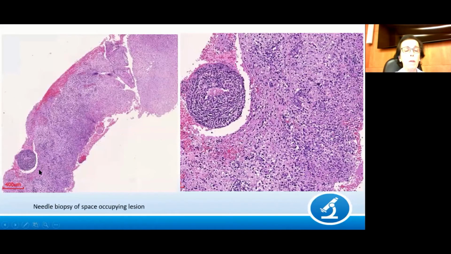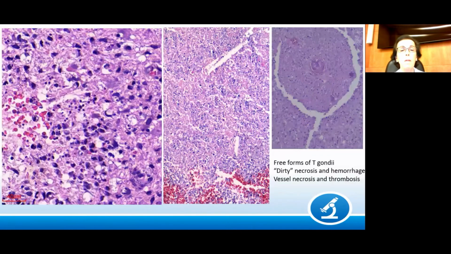This is another one. This was a needle biopsy. It was a fortunate biopsy because in this biopsy we could see everything. We saw the vasculitis, we saw the inflammation, we saw necrosis. Here's the vasculitis, and we have always to make the differential diagnosis of lymphoma. But in addition to the inflammation and necrosis, we had to look for toxoplasma. This was an HIV positive patient. And this is the typical finding of some free forms.